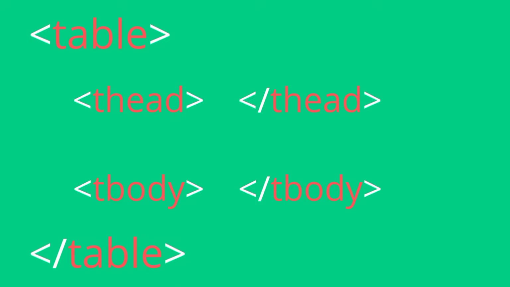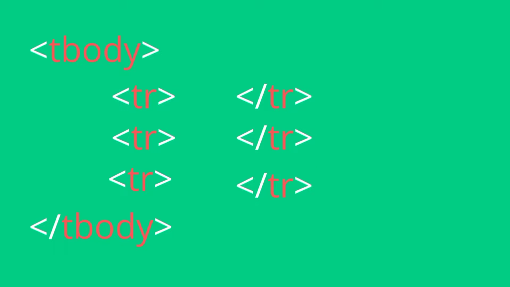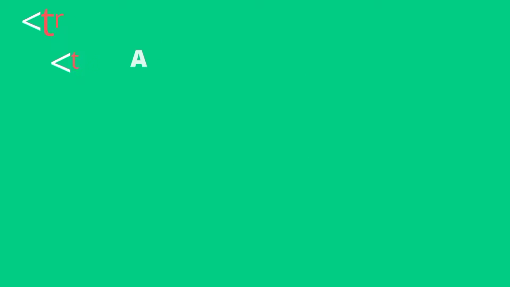Let's talk about table elements. The entire table is enclosed in a table tag. The table tag contains two parts, table head and table body. Inside table body, each row is enclosed in table row and each cell is enclosed in table data.